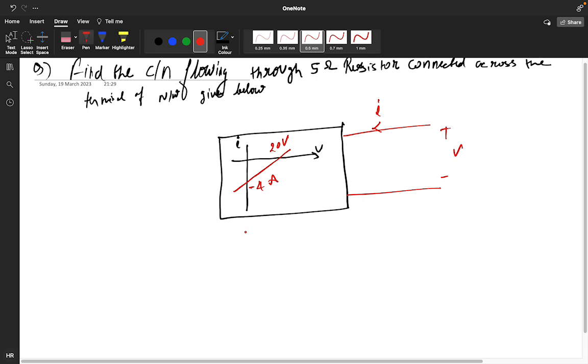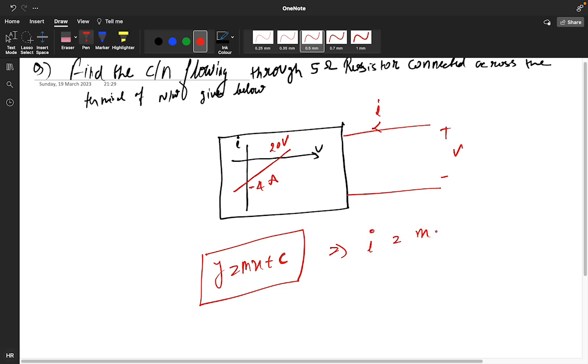So what is the equation of this? y is equal to mx plus c. What is your y? I. And what is your x? V. And what is the c point? The c point is minus 4. It's cutting at the minus 4 point.